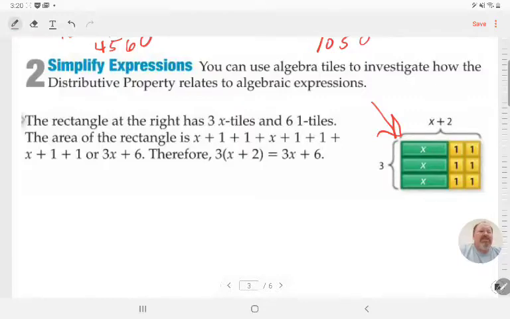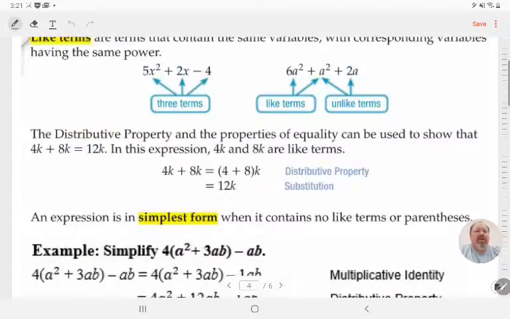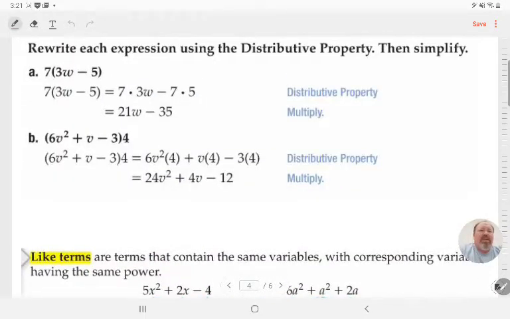So it'd be x plus 1 plus 1, x plus 1 plus 1, plus x plus 1 plus 1, okay? Or remember, to find area I'd multiply the two sides together. So I could say 3 times x plus 2, which would give me 3x plus 6. So I'd multiply the 3 times the x and 3 times the 2. Okay? All right. Now, the problem says rewrite each expression using distributive property, then simplify.